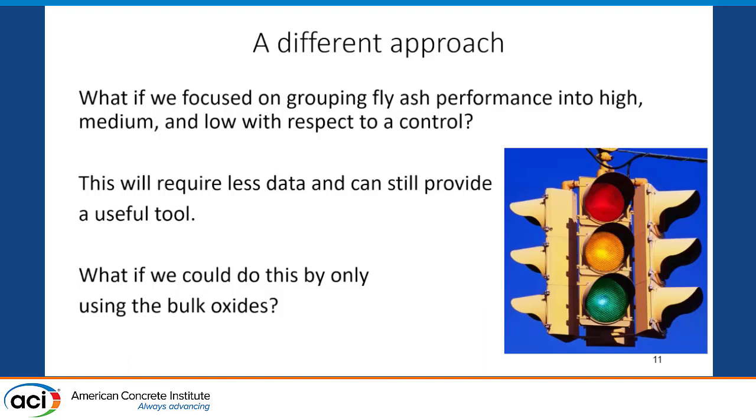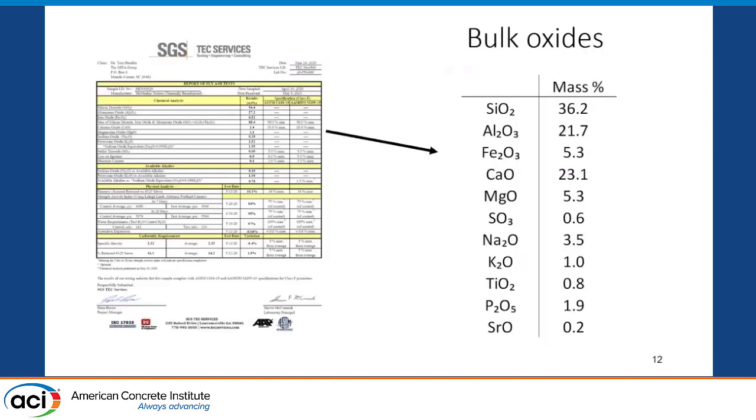And we've been using traffic lights in civil engineering for a lot of our lives, and they're pretty powerful, right? They're pretty useful. And they only have 3 lights on them. Well, now they have a bunch of lights, and they blink at you sometimes, getting a little bit more complicated in life. But what if we had machine learning based models that just looked at the high, the medium, and the low, and what if we could do this only by using the bulk oxides? I'm talking about this: you get a fly ash sheet, you get the chemistry off that fly ash sheet, and just use that information.